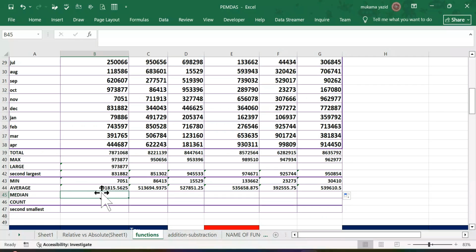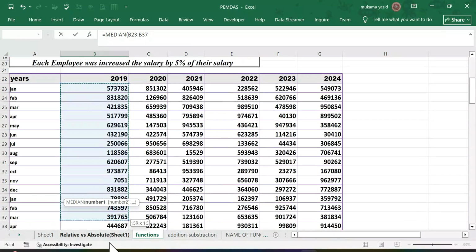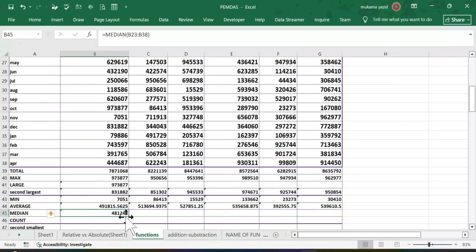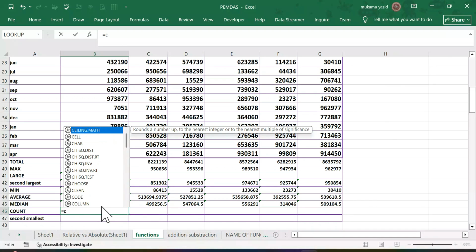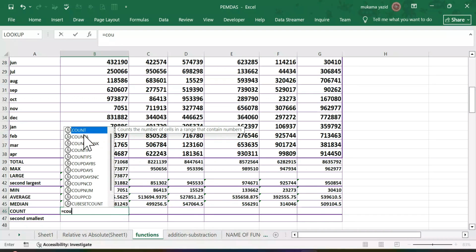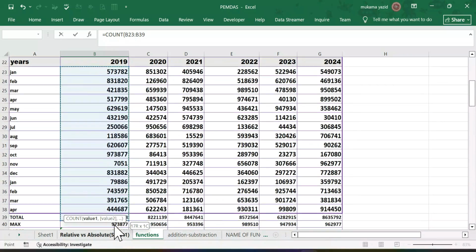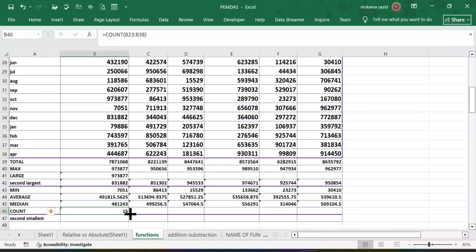Median equals MEDIAN, this one, double click, select it, come here, use the selection, then autofill, get the rest of the answer. Then count equals COUNT, it is count, double click, then come and select what we want to count, then obviously autofill.